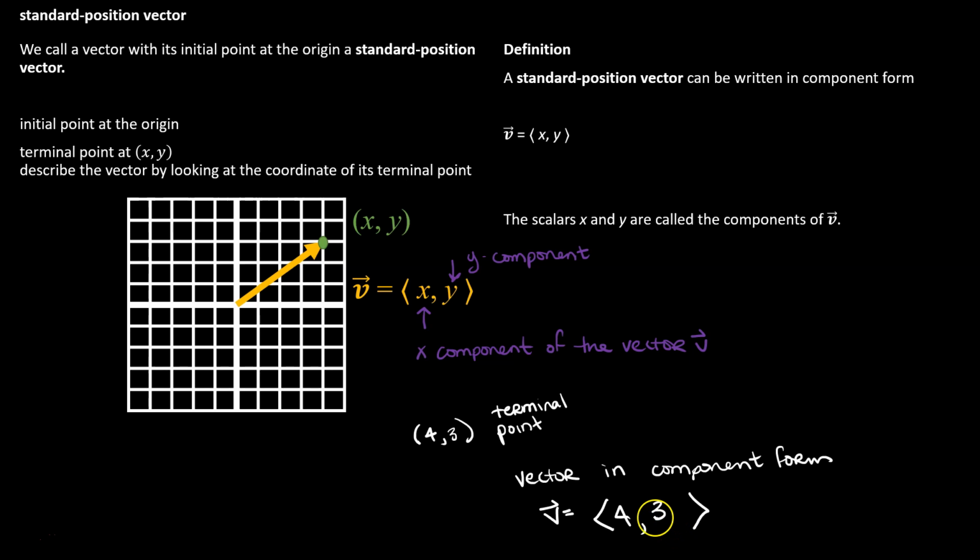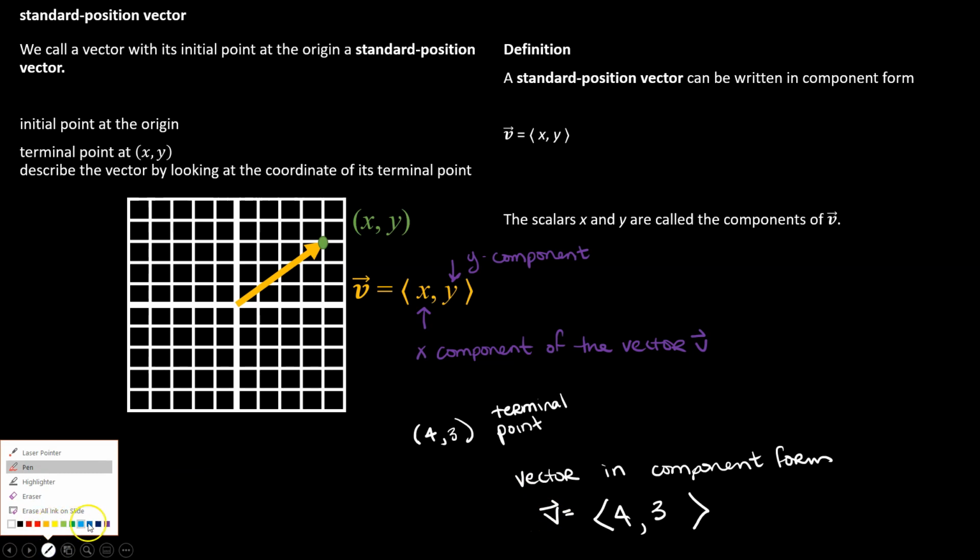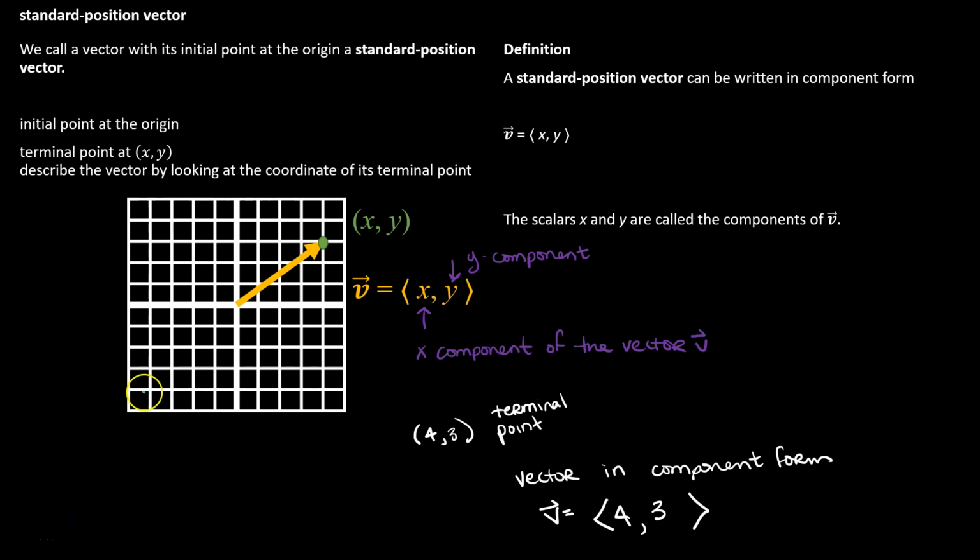Now something that's kind of neat is that I can copy this vector v and make it not a standard position vector. For example, I can create my initial point here, and I can use the coordinates 4, 3 to help find the terminal point from my new initial point. So I would go 4 in the x direction and up 3 in the y direction. And that would be my terminal point. So this blue vector that I've drawn is equivalent to v, but it is not a position vector because this initial point is not at the origin.